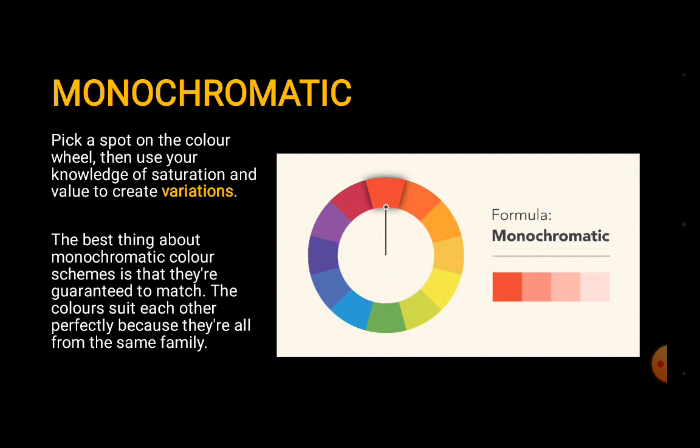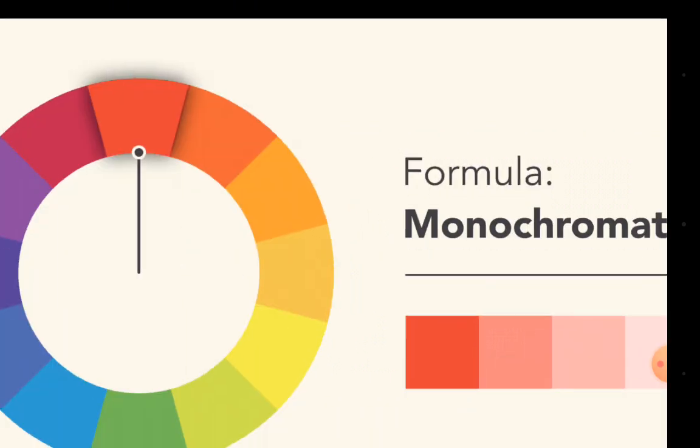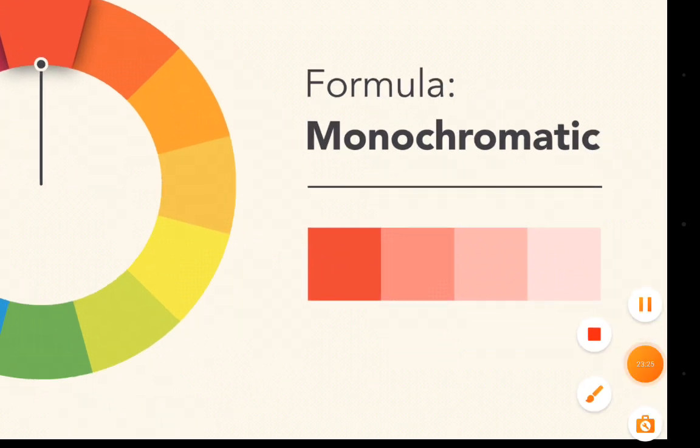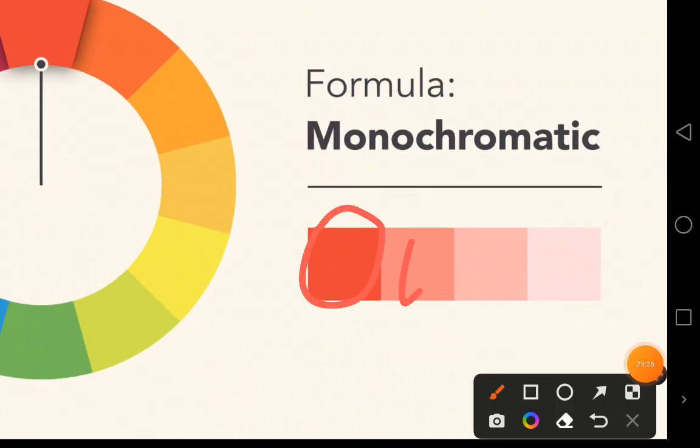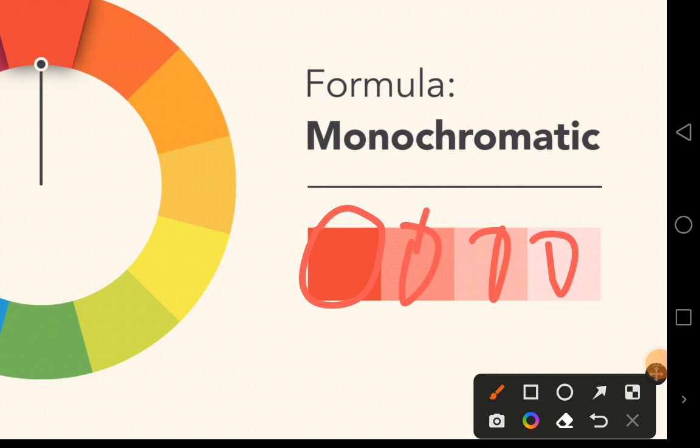So number one, we have monochromatic color. When we talk about monochromatic, it's just like you picking a color and you create different variations of that color. Like this is red, but the only difference is that this one is lighter, this is the most light.